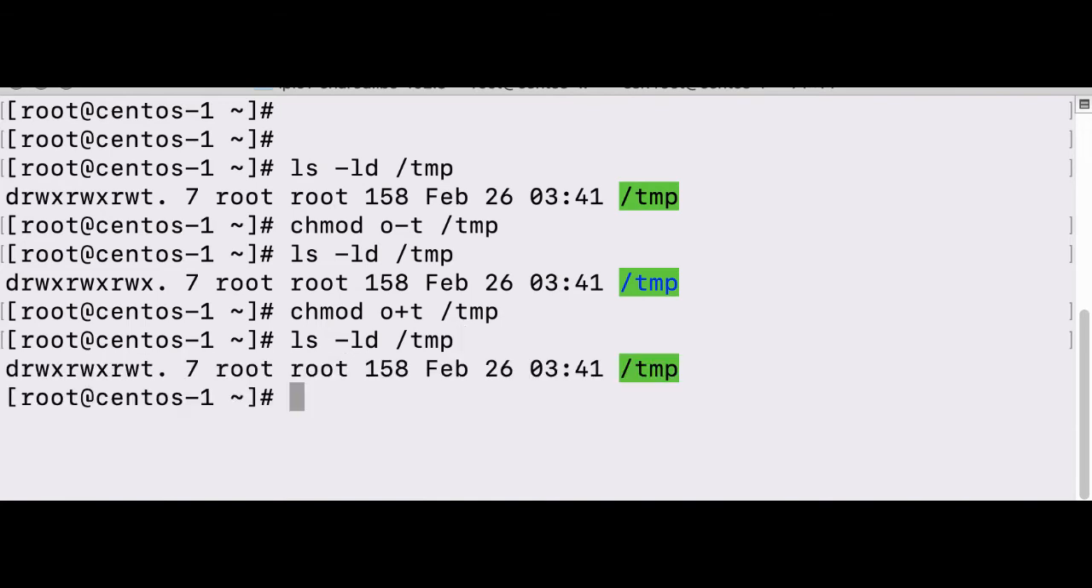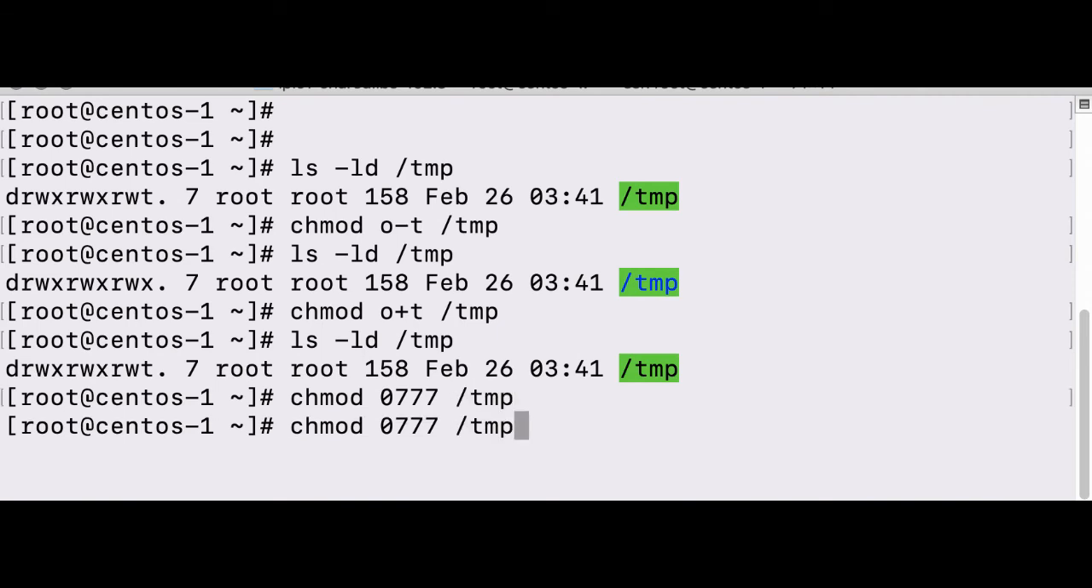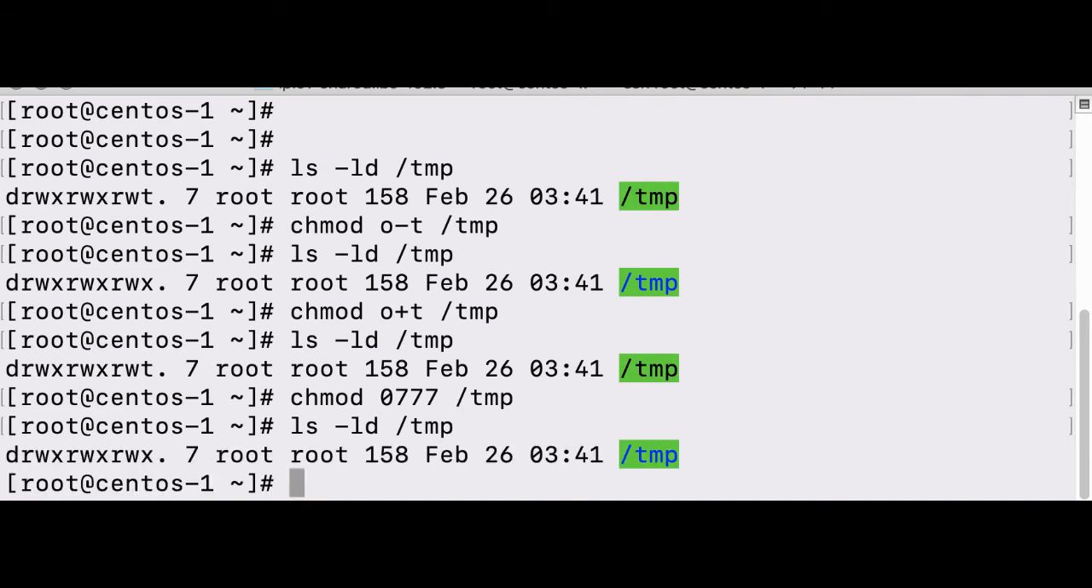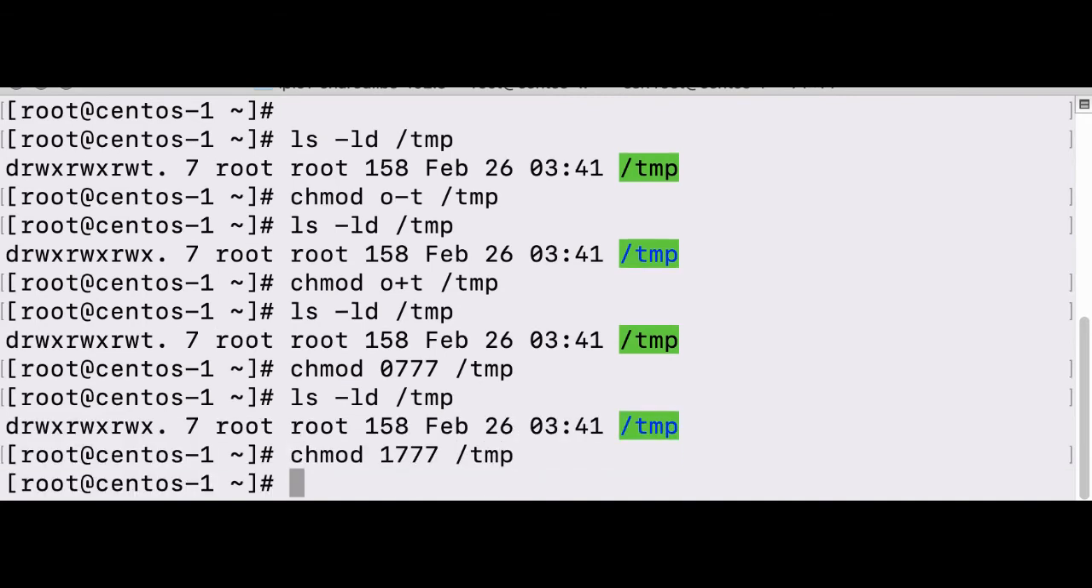To do the same thing with the octal mode, we use 0777 to disable it, and then we run chmod 1777 after we've checked it, and we will have enabled it again.